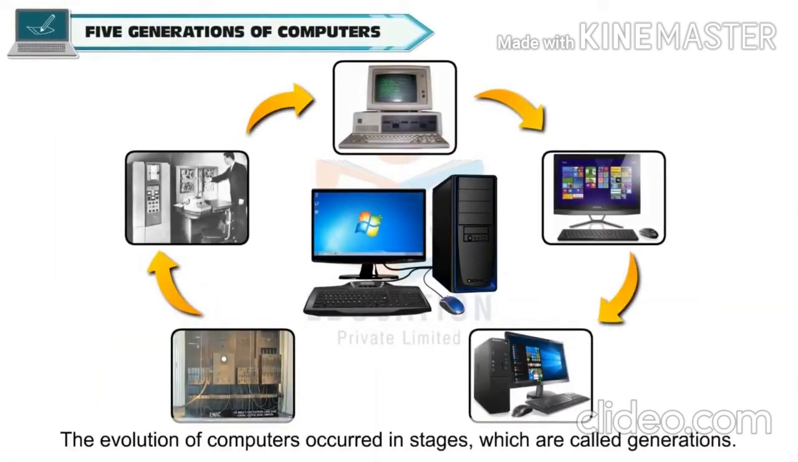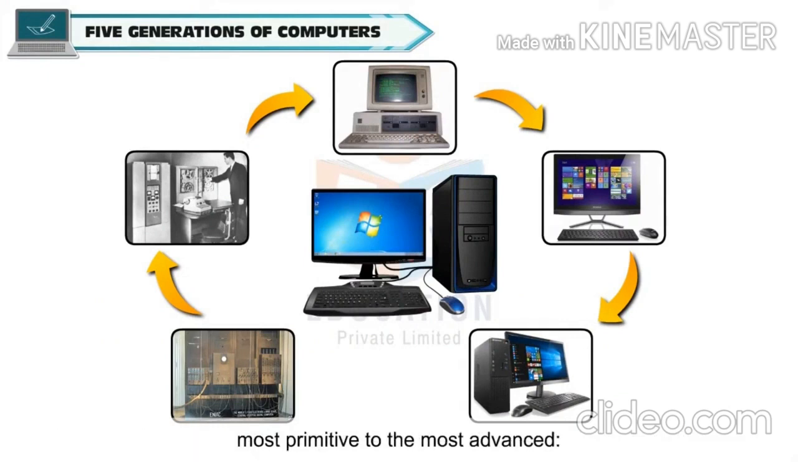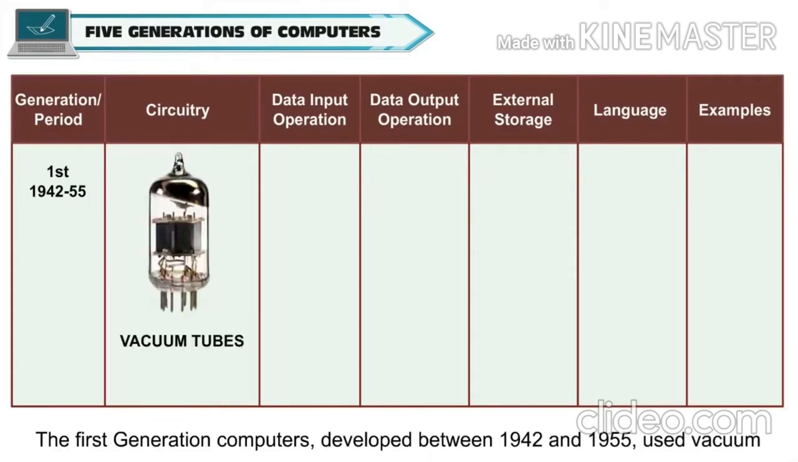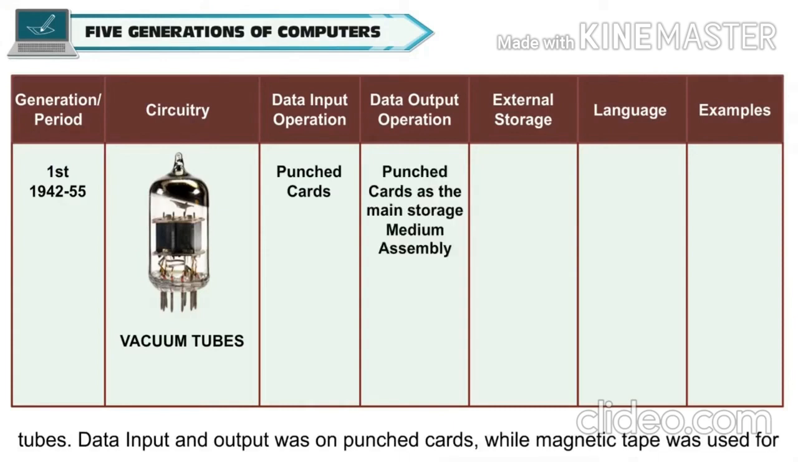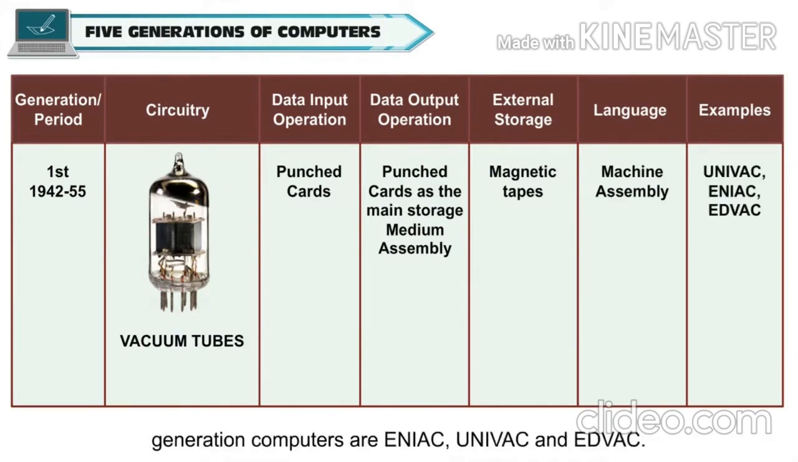The evolution of computers occurred in stages which are called generations. So, there are 5 generations of computers. They have been identified starting from the most primitive to the most advanced. The first generation computers developed between 1942 and 1955 used vacuum tubes. Data input and output was on punched cards, while magnetic tape was used for external storage. These computers used machine and assembly language. Examples of first generation computers are ENIAC, UNIVAC and EDVAC.